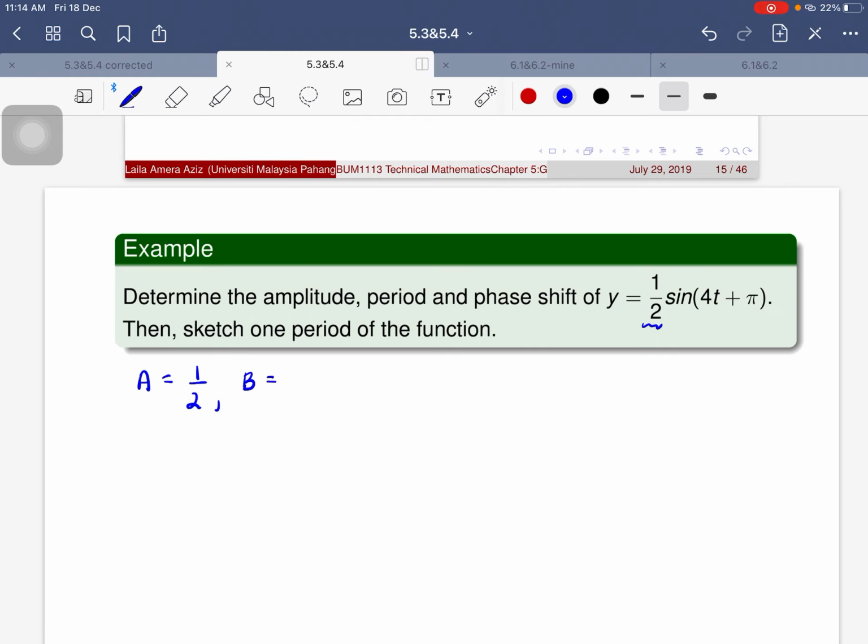b is the value right next to the variable. Whether you're using t or x, the number in front of that variable is your b value. And in this case, our b value is equal to 4.